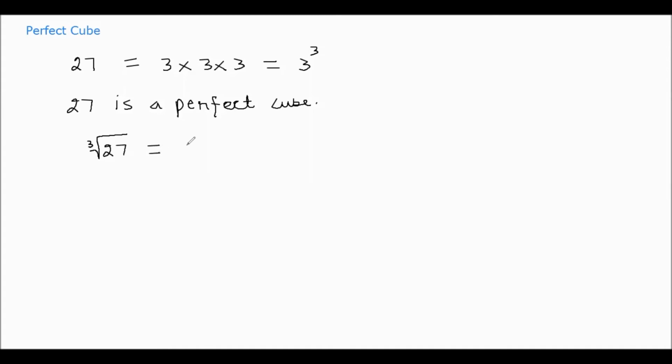So 27 is a cube of 3. So I can write cube root of 27 is 3. Similarly, I can write cube root of 125 is 5. Cube root of 1000 is 10. So if we calculate the cube of any given number, then that number is known as a perfect cube. So 27 is a perfect cube, 125 is a perfect cube, 1000 is a perfect cube.